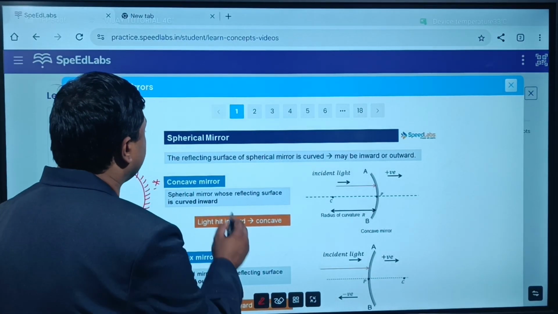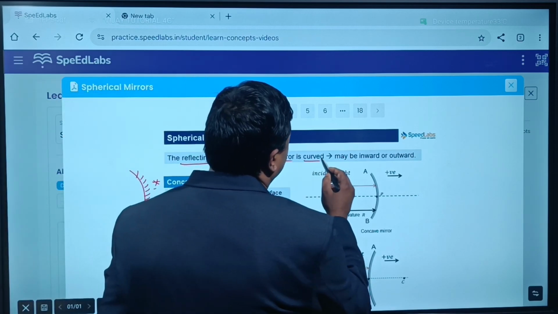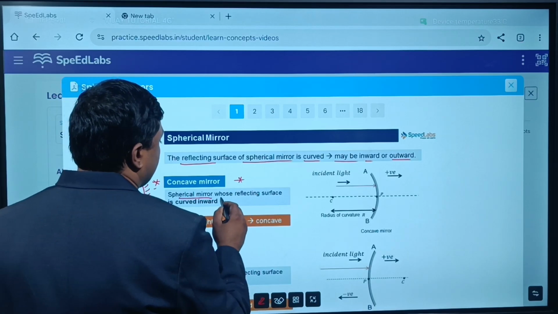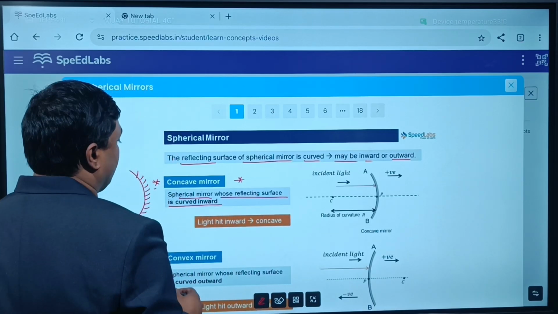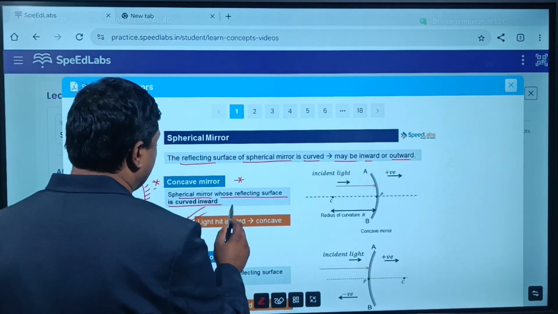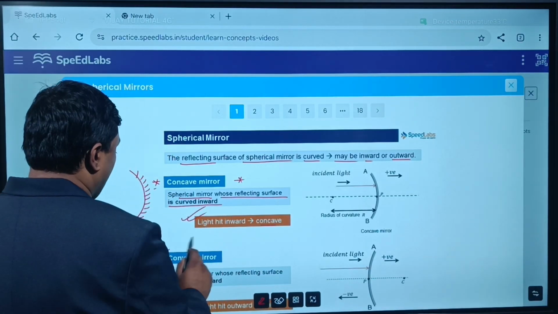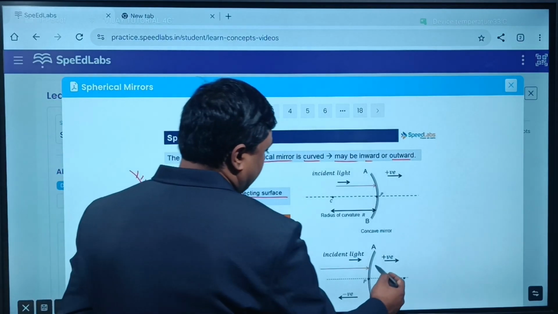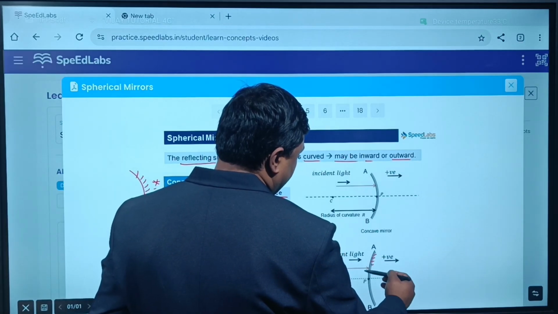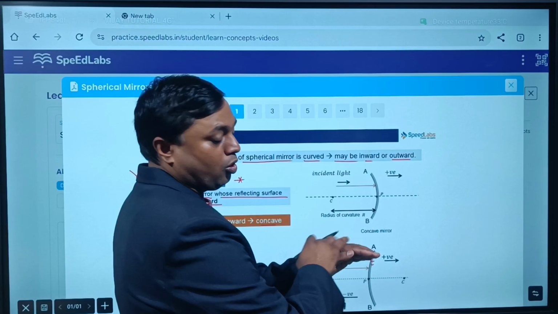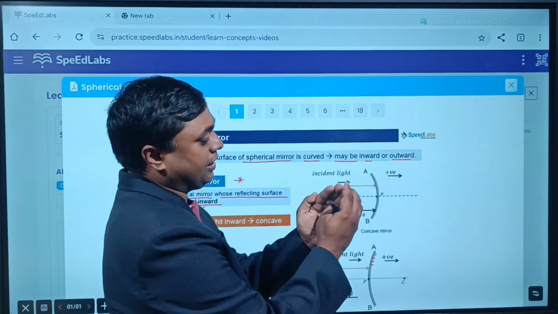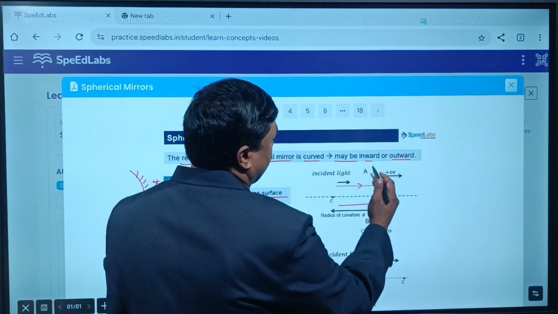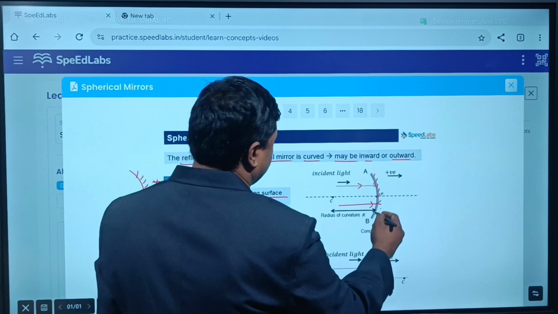Let's see. The reflecting surface of a spherical mirror is curved, maybe inward or outward. A concave mirror is a spherical mirror whose reflecting surface is curved inward. So the light hits inwards, that is concave. A convex mirror is a spherical mirror whose reflecting surface is curved outward. Here the inside is polished, so the reflecting surface is curved outward. This is the outward. In a concave mirror, the reflecting surface is this side, curved inward. Yes or no? So you can see the light ray is falling on this side, and this side is what? Polished.